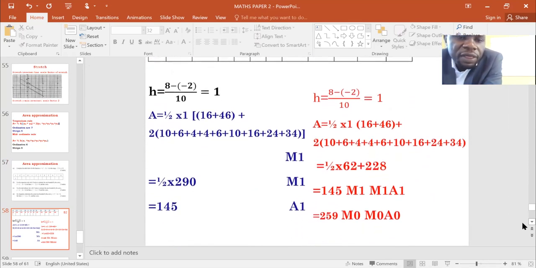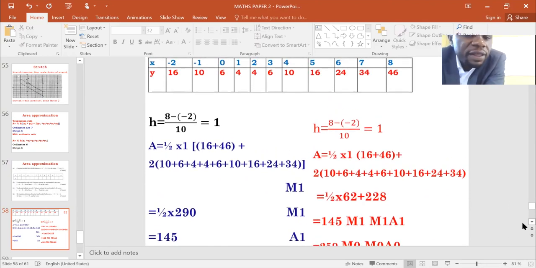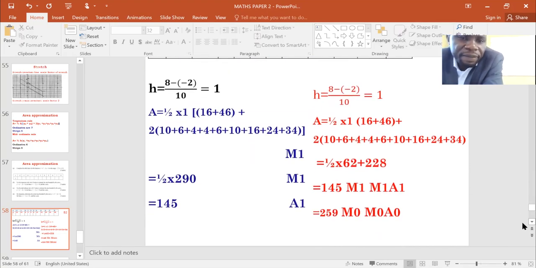In blue, the student has said a half times 1, then there's that bracket, 16 plus 46. Of course, the y0 and y, in that particular case, will be y11. Then 2 into the middle ones, 2 into 10 plus the rest. For doing that substitution, you are awarded 1 mark, M1. Then if you do that calculation, 16 plus 46, you will get 62.